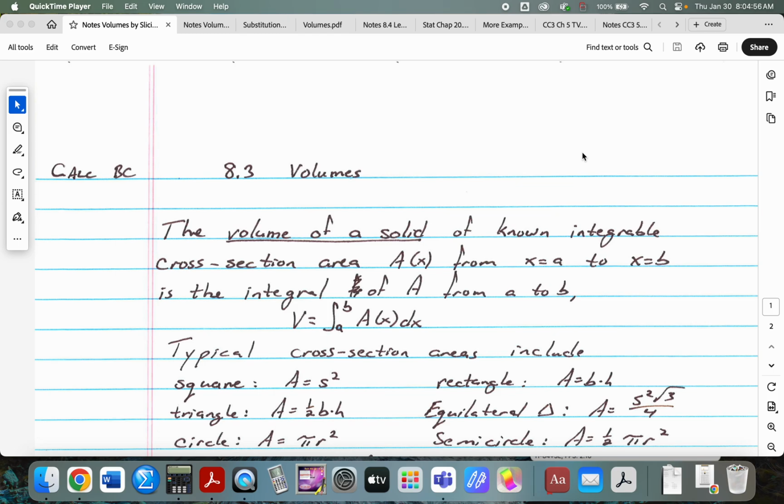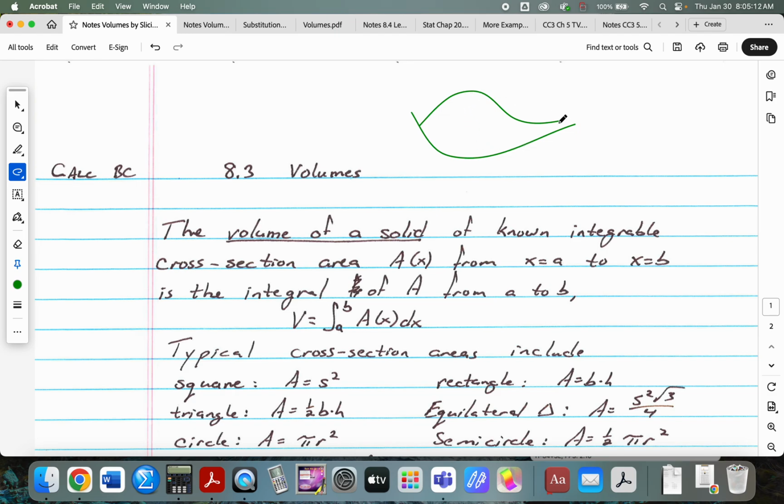So we've been doing area, so now we're going to start doing volume. The idea is pretty straightforward. When we had area, just to recap real quickly, you have these two curves and you figure out what the height of that is, right? And then multiply by the width dx.